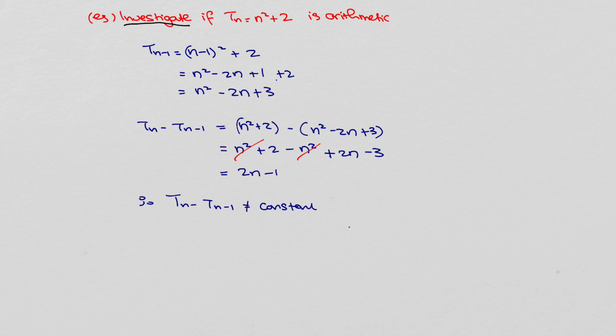then that means the difference is constantly changing. So if n was 1, we'd get the difference between the terms would be 1. If n was 2, the difference between the terms would be 4 minus 1, which is 3, and so on. So therefore the difference is not constant, and therefore we say hence t of n equals n squared plus 2 is not an arithmetic sequence.